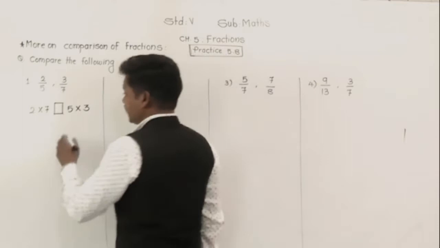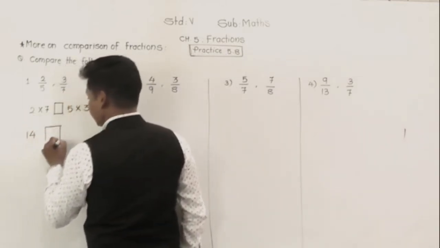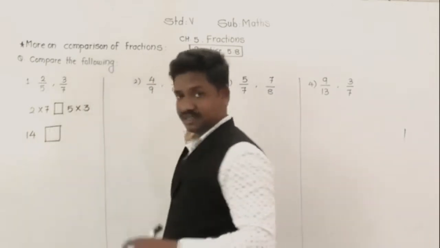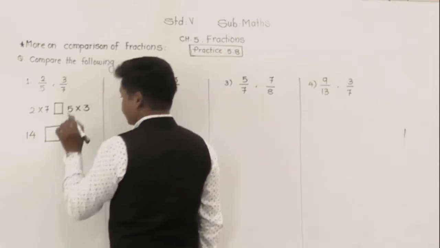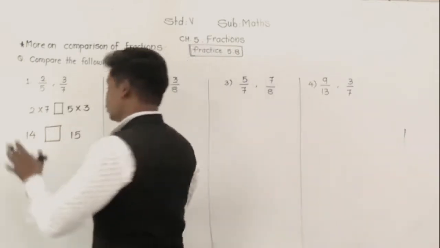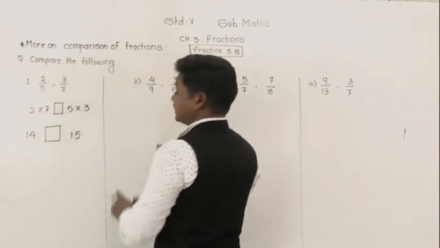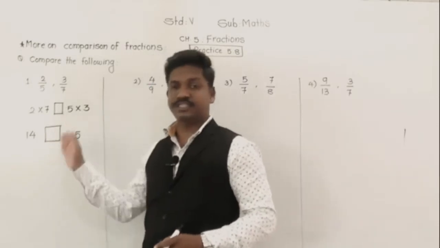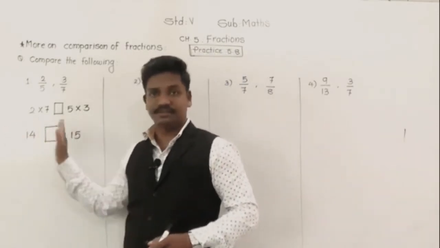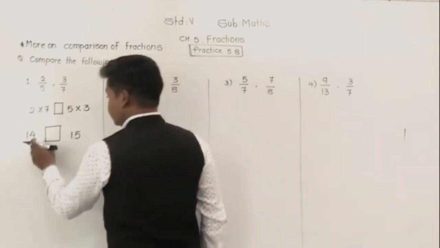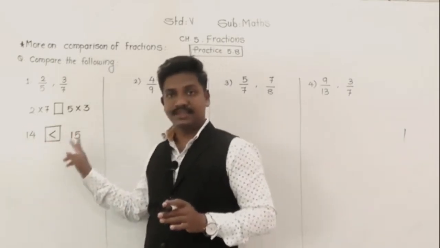Let's multiply. 7 2s are 14. Box. Why am I putting a box here? To put the sign. 5 3s are 15. Now there are two sides. On the left hand side we have the product 14, and on the right hand side we have the product 15. Which is greater, 14 or 15? 15. That means 14 is less than 15.